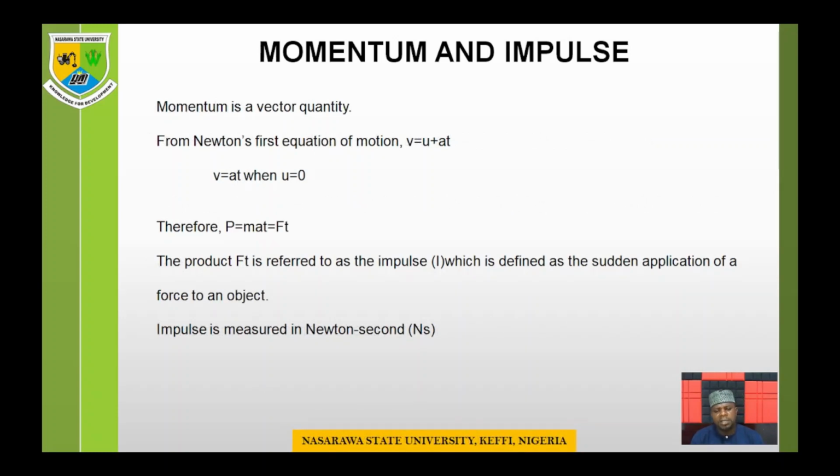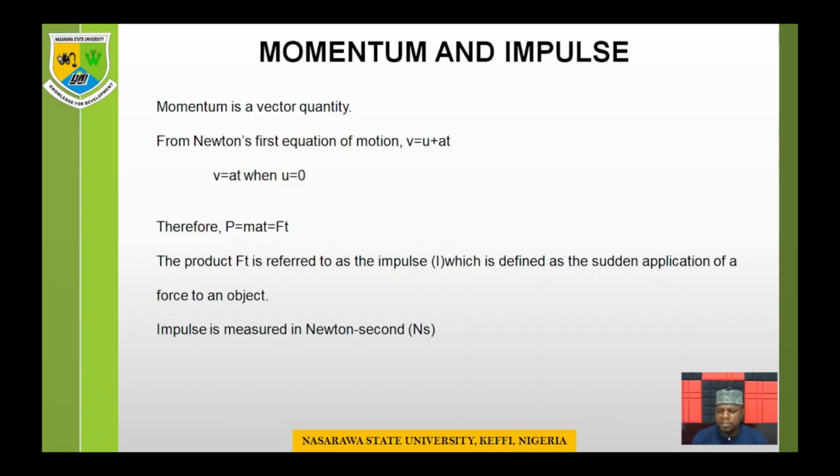Momentum is a vector quantity. Why? Because it has both magnitude and direction. Since it's dependent on velocity, and velocity is a vector quantity, momentum is also a vector quantity. And as we all know, a vector is any physical quantity that has both magnitude and direction.